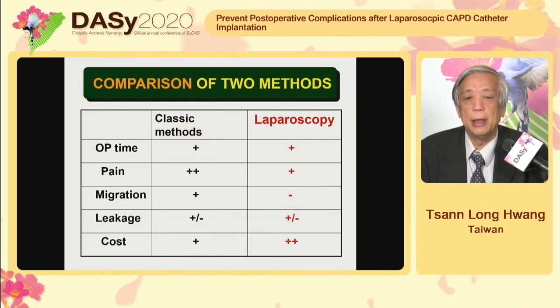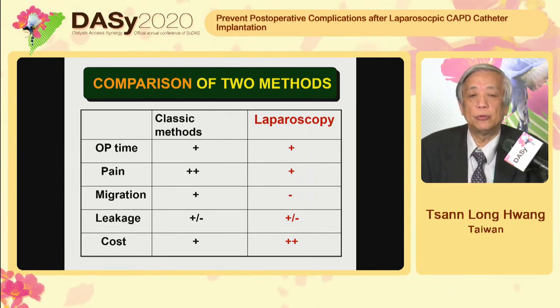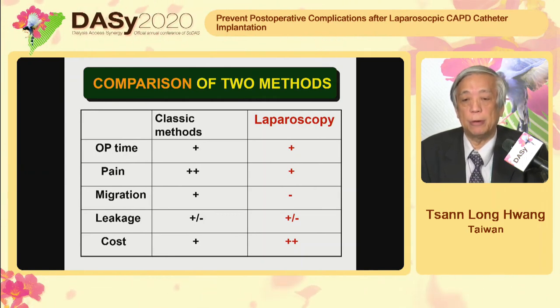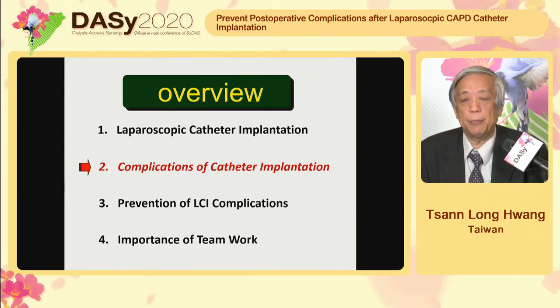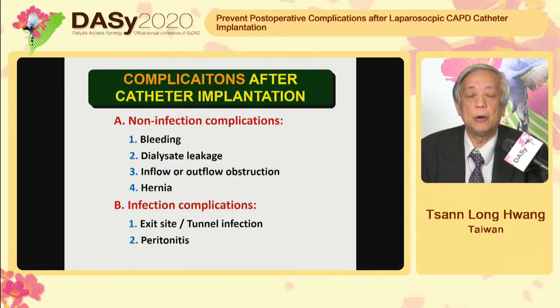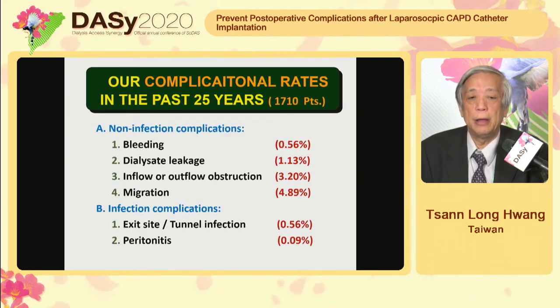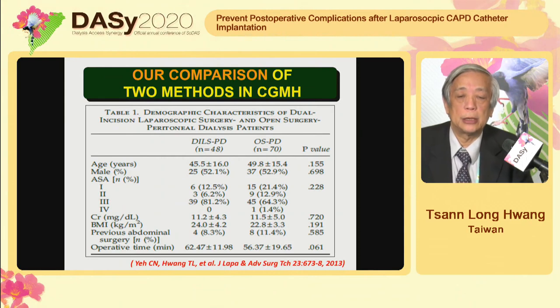Let's compare the classical method and the laparoscopic procedure. Laparoscopic implantation has less pain, less migration and very few leakages, but it needs general anesthesia. The complications of catheter implantation are usually, as we know, bleeding, dialysate leakage, outflow occlusion or hernia, and the infection rate still cannot be ignored. The complication rate is usually low and acceptable, even with the classical method.